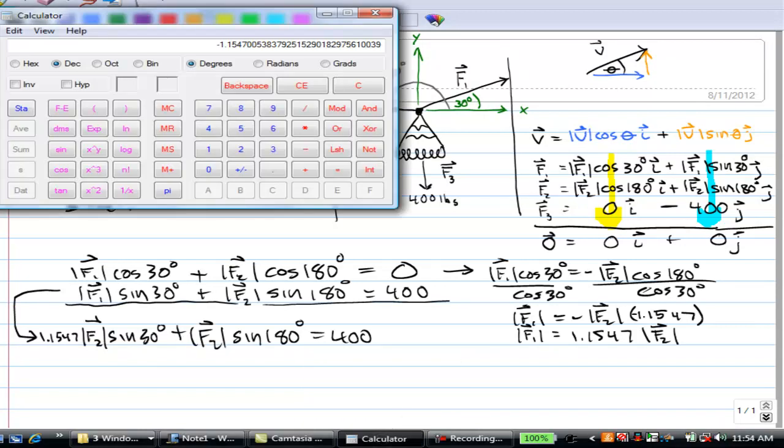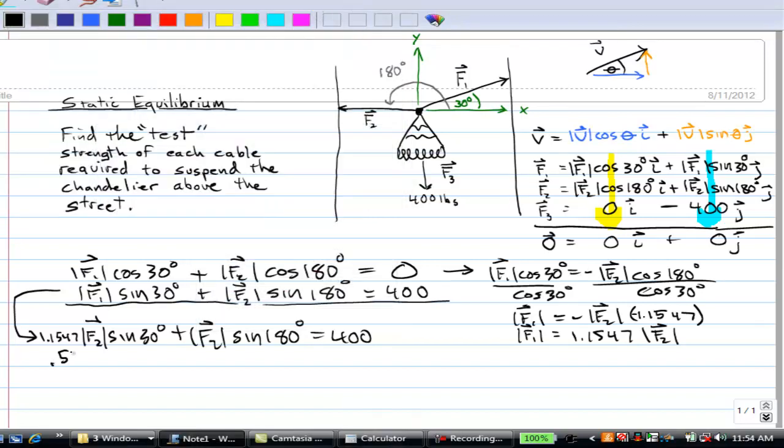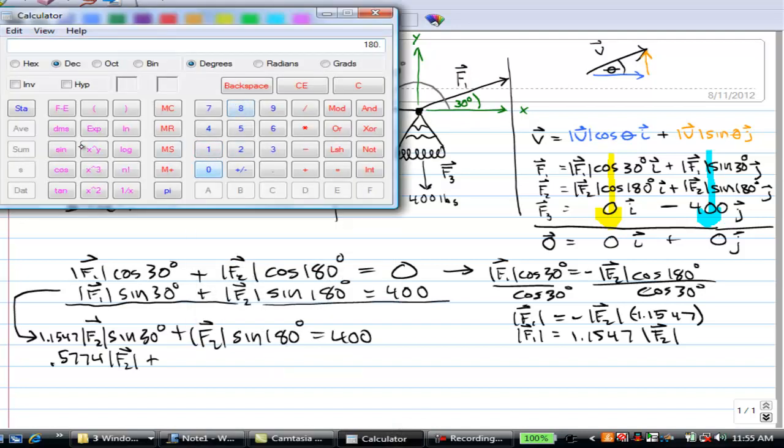Let's see. So I can rewrite this. 1.1547 times 0.5 is equal to 0.57735. I'm going to round it to 4 decimal places. So this first term comes out to 0.5774 times the magnitude of F2 in our calculator. That's what we got. And then sine of 180, oh, that's nice. If you recall, sine of 180 is just 0. I'll verify that here. You see that sine of 180 is 0.